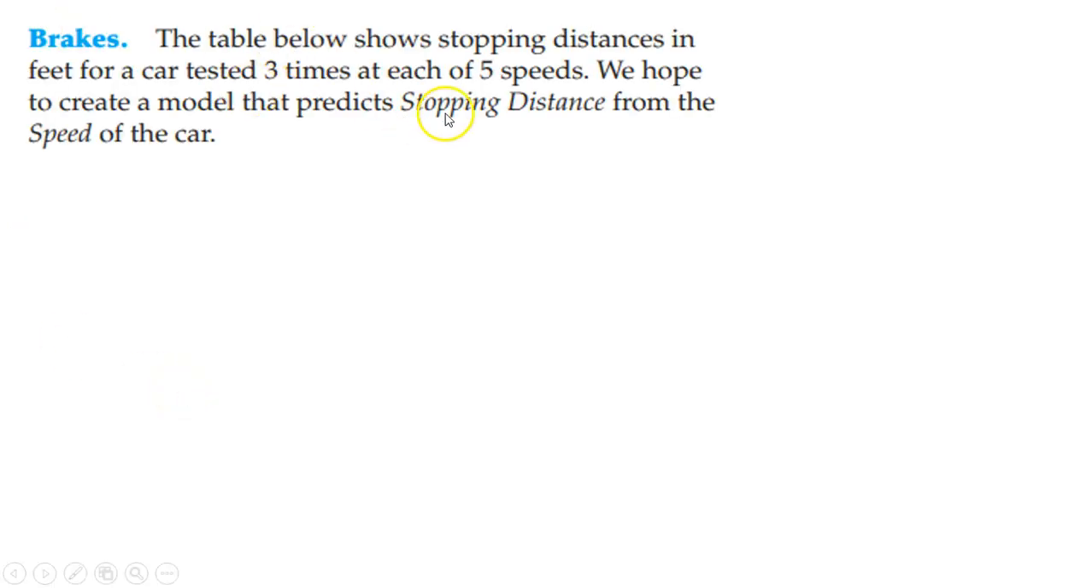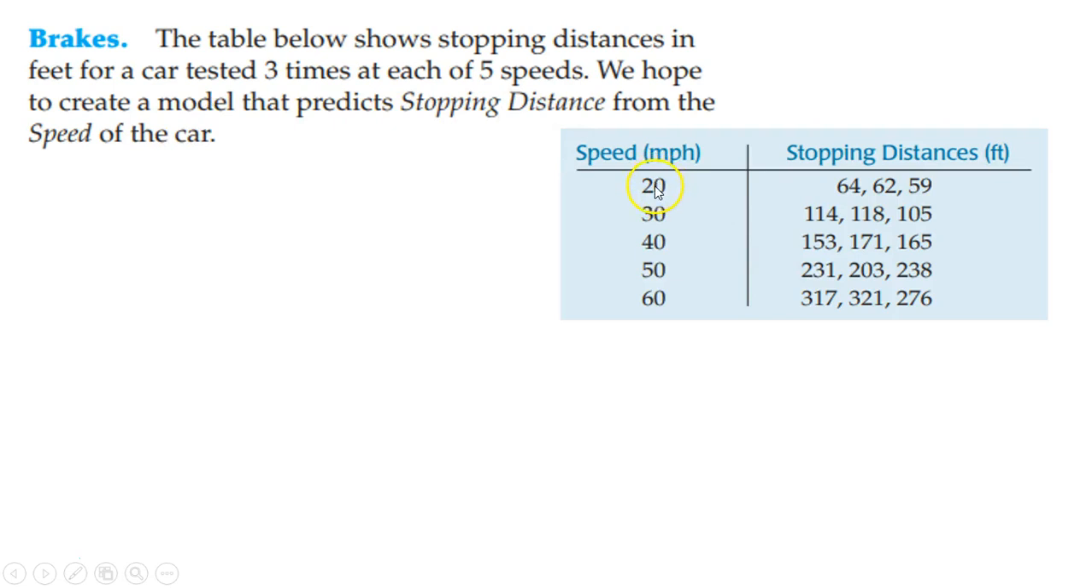The table below shows stopping distance in feet for a car tested 3 times at each of the 5 speeds. We hope to create a model that predicts stopping distance from the speed of a car. So we have 20 miles per hour, then 30 miles per hour, the distance is 40, and so on, right?